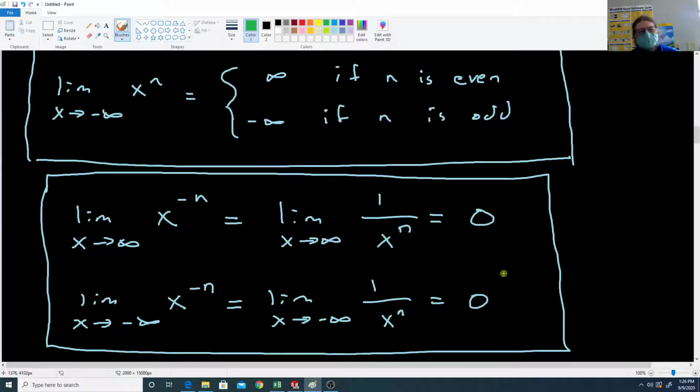So we're going to apply this to a couple of the examples in a minute.